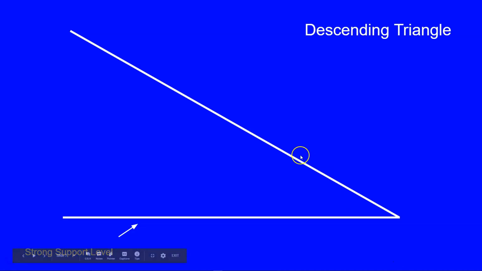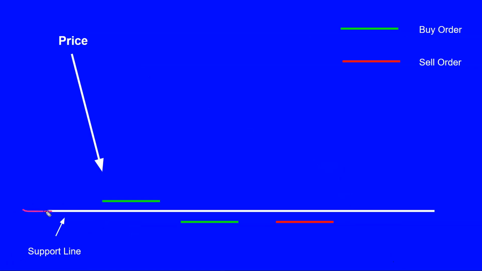Let me explain that. Imagine this situation. You've got a support line right here. Now, this support line was identified because you looked to the left on the chart and you found a point that price had reached prior to this, either on its way up or on its way down, and had stalled at this point. Lots of wicks, lots of price rejection before it finally broke through, and so on and so forth. Okay, so let's imagine this is a support line and price is now approaching this support level.